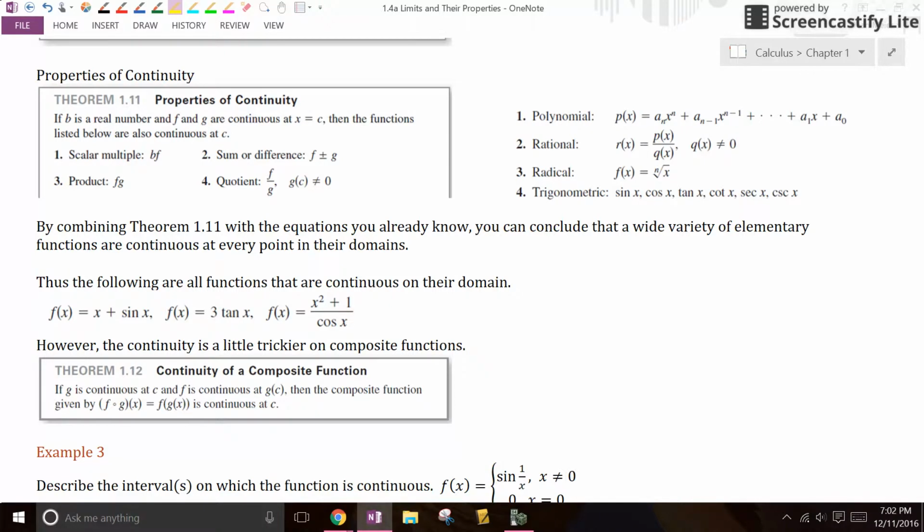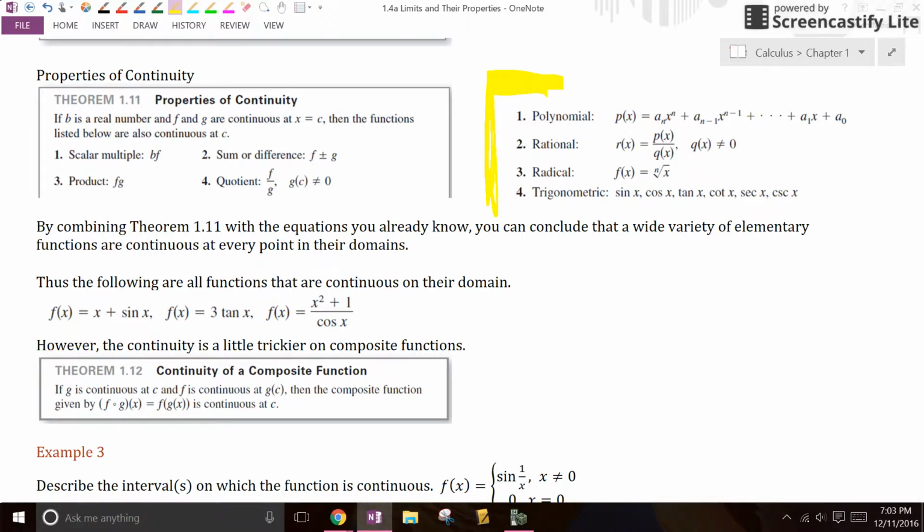And then we get into properties of continuity, where if you have two functions that you know are continuous at a certain point, then you can multiply them together, you can add them, or you can divide them, and that will still be continuous. So it doesn't matter. And then if you look to the right side over here, there are all these different graphs that you already know are continuous because you've dealt with them throughout the years, and you feel pretty good.